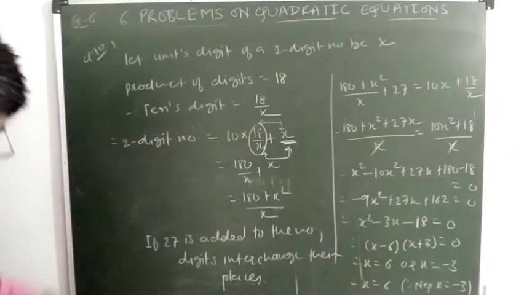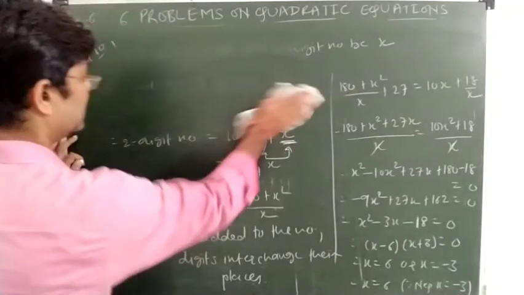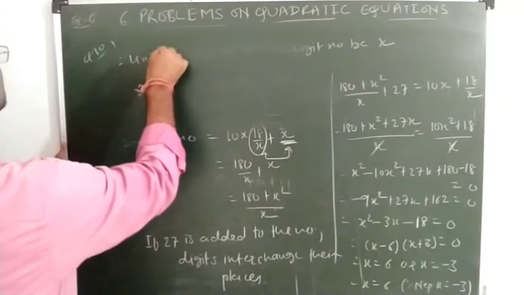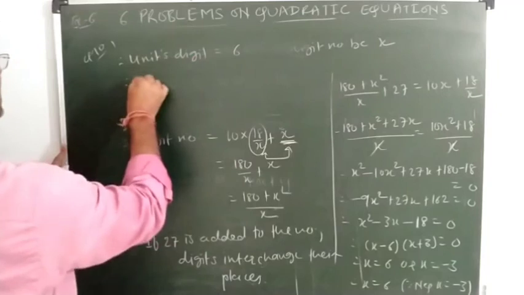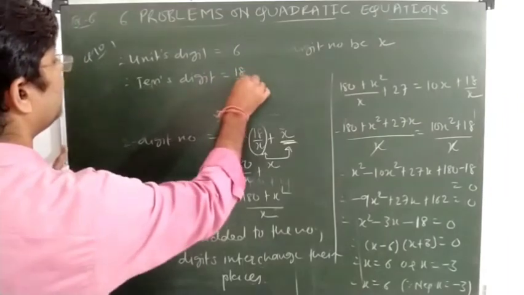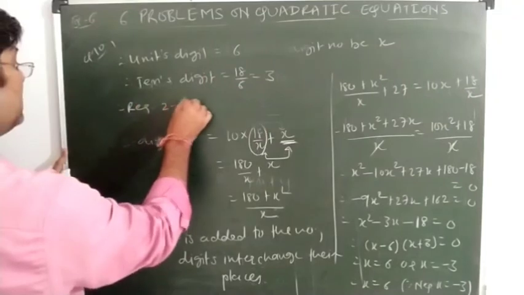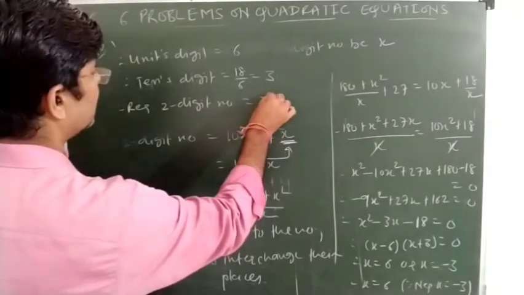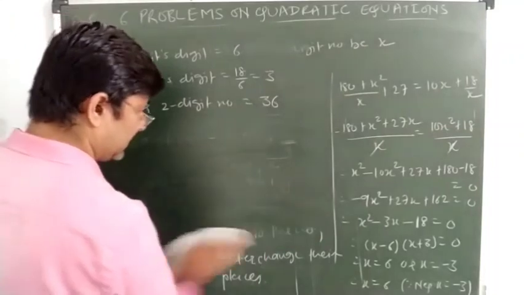Let me complete the remaining statement over here. Therefore the units digit is 6 and the tens digit is 18 by 6, which is equal to 3, and therefore the required two-digit number is 36. 3 is the tens digit, yes or no? So the required number is 36.